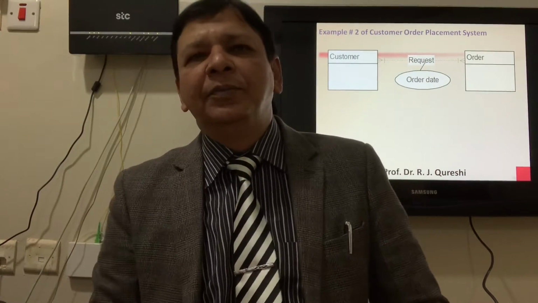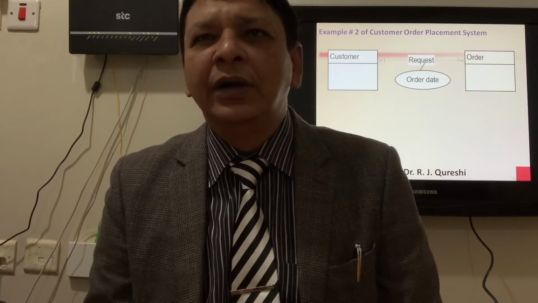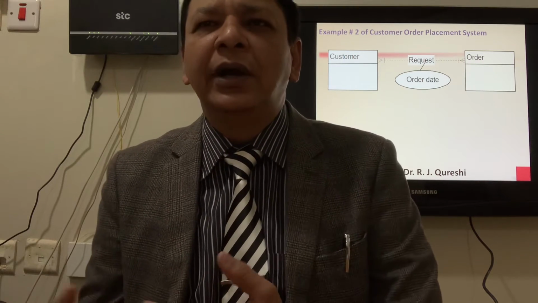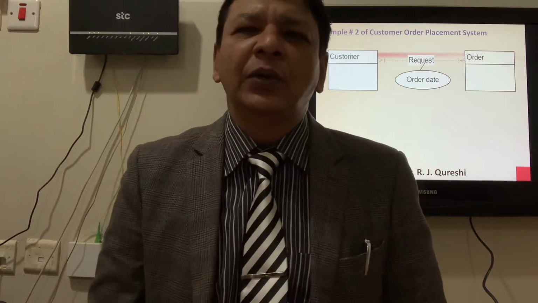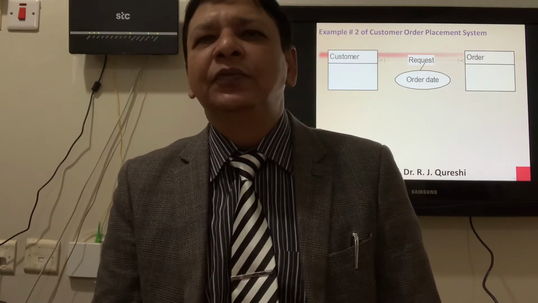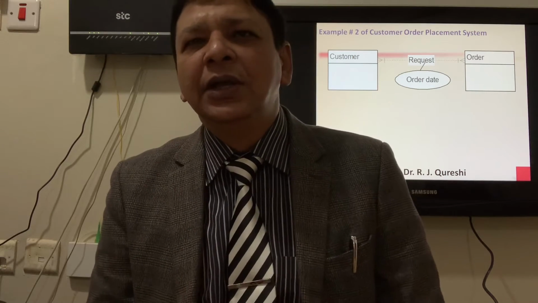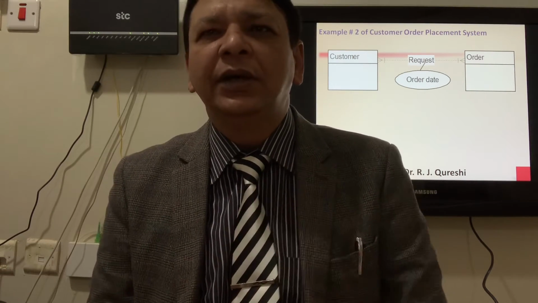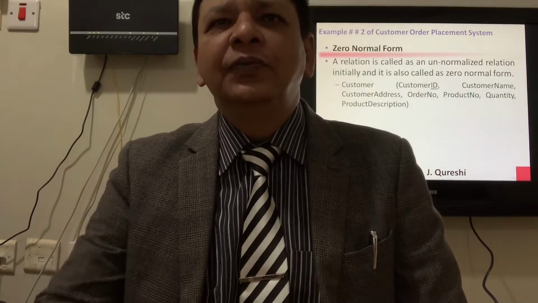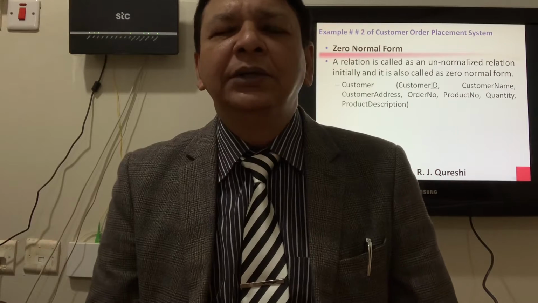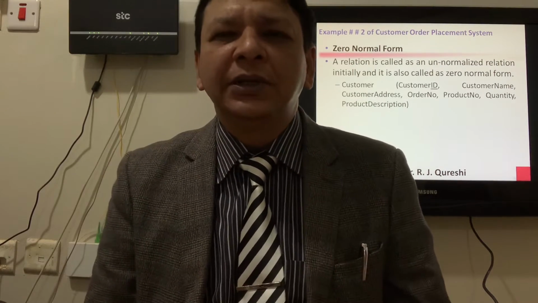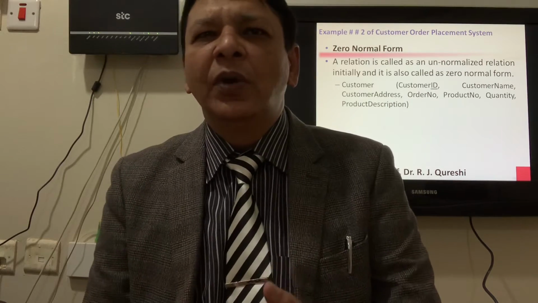Let's take a second example. We have customer, we have order, and one customer can place more than one order request, and one order can be placed by more than one customer. So from both sides, it is a many to many relation. So request will become an associative entity and it has its own attribute, order date. So let's go for zero normal form, which is unnormalized. So the schema or database name is customer: customer ID, customer name, customer address, order number, product number, quantity, product description.